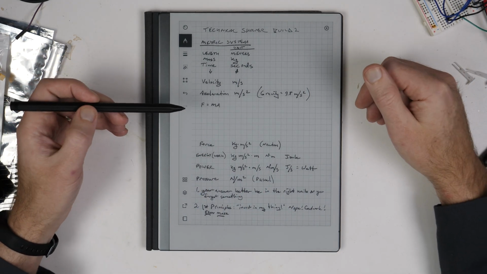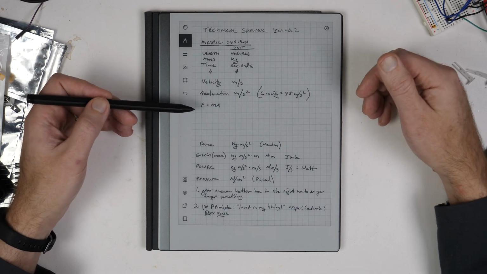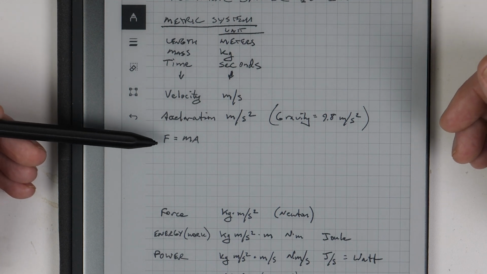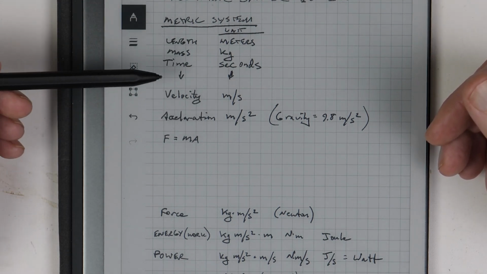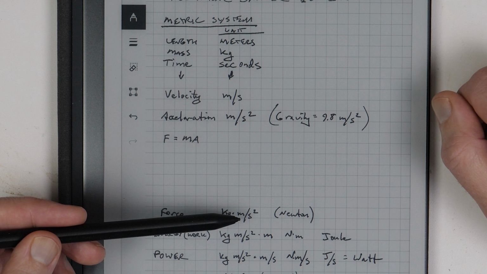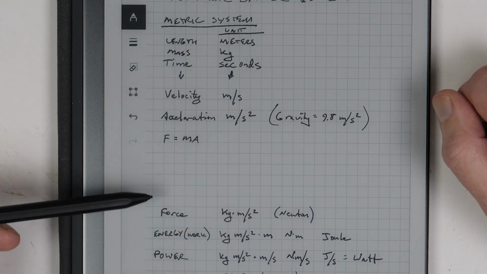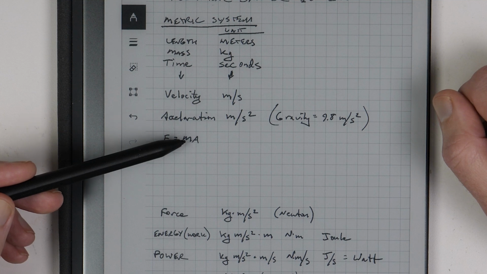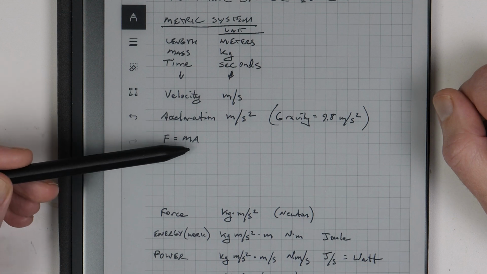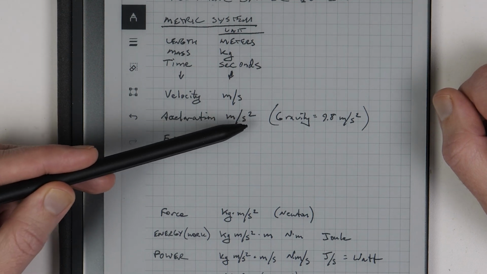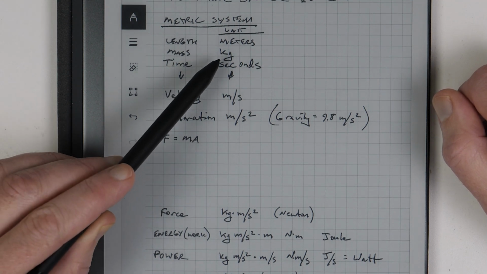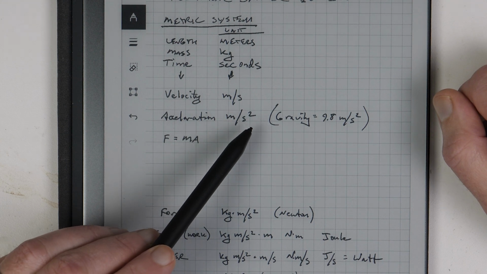So moving on to the classic, if you've heard it before, F equals ma, force equals mass times acceleration. And that's how we start taking this stuff in and coming up with a force. Now, force is kilograms meters per second squared. Well, if force is mass times acceleration, what did we say our mass was? Mass was kilograms, and acceleration is in meters per second squared. So if we multiply mass times acceleration, we get kilograms times meters per second squared.